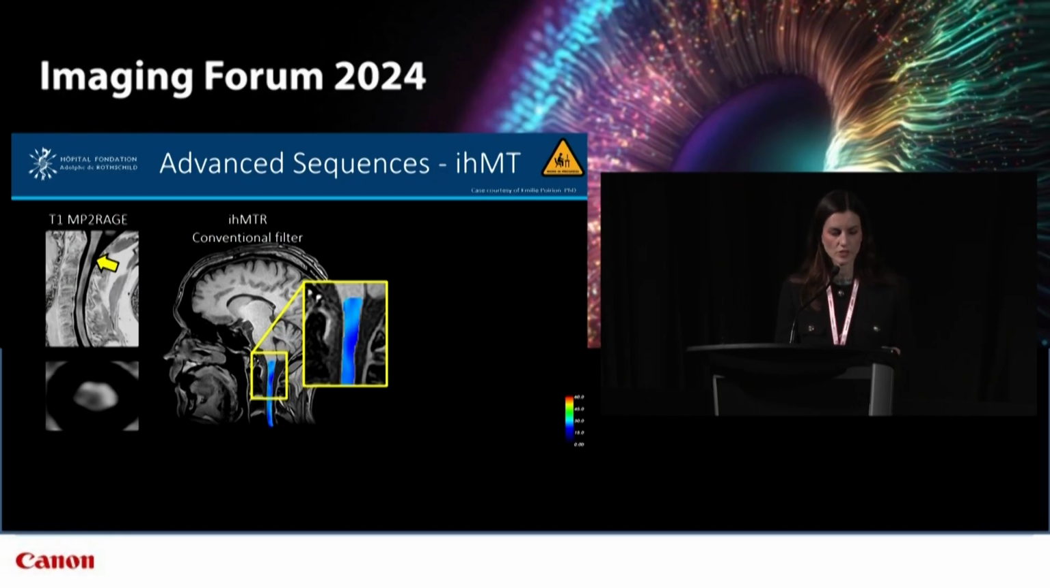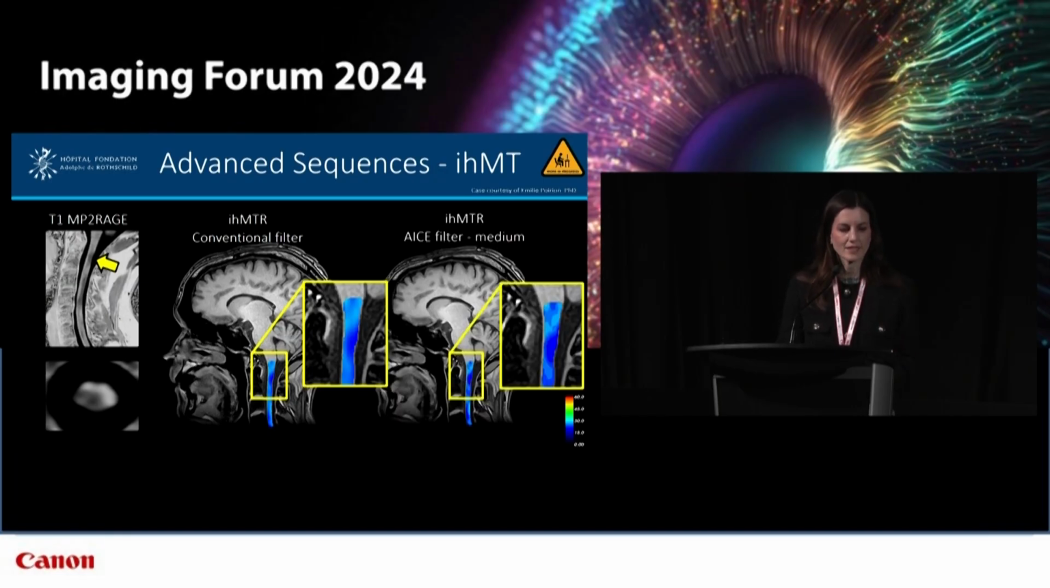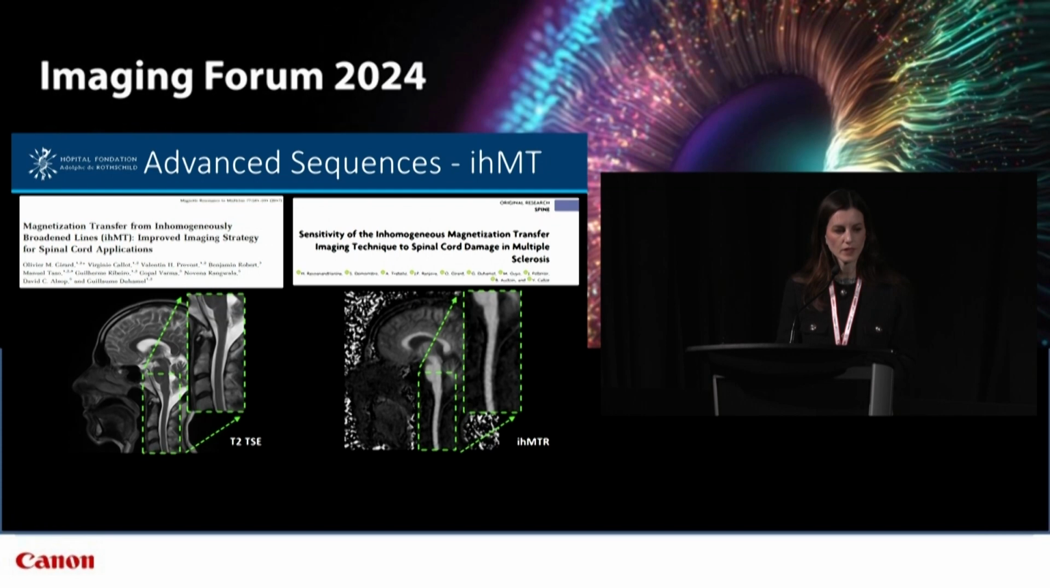normal appearing adjacent tissue. And by integrating ACE into this IHMT ratio sequence, we can improve the visualization of the demyelinated area. Multiple research groups demonstrated the higher sensitivity and specificity of IHMT to myelin content in MS patients compared to conventional magnetization transfer in the spinal cord.